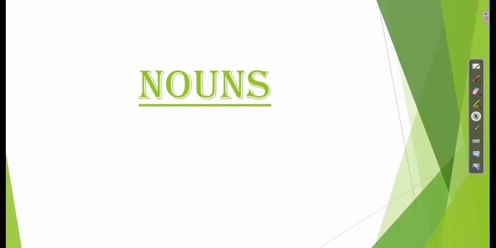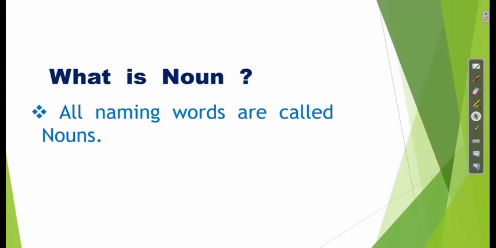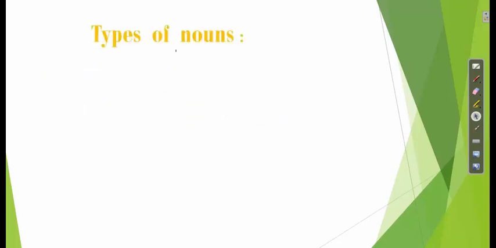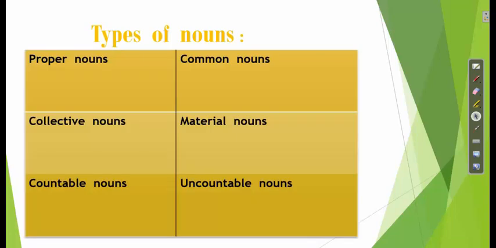Nouns. What is a noun? All naming words are called nouns. Types of nouns. There are 6 types of nouns that we are going to study today, and they are proper noun, common noun, collective noun, material noun, countable noun, and uncountable noun. Let's see the first one, that is proper noun.